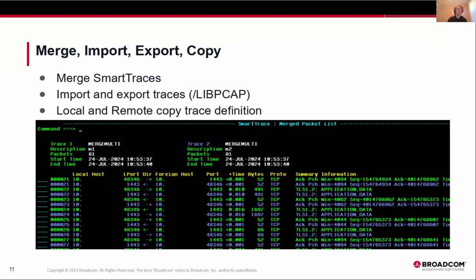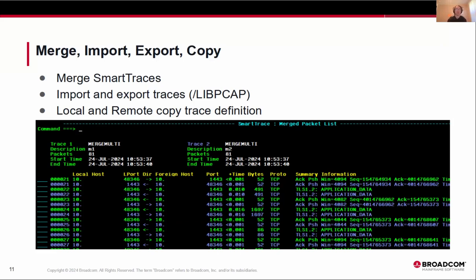Another feature about SmartTrace that I love talking about is the ability to copy trace definitions. Whether that be a local copy or a remote copy, a local copy is pretty self-explanatory. You're just going to make a direct copy of that trace definition in your NetMaster region and be able to work with it in there. Or what's perhaps a little more interesting is you can remote copy trace definitions. So if you have maybe a linked NetMaster region, what you can do is copy a trace from one region to the other region.